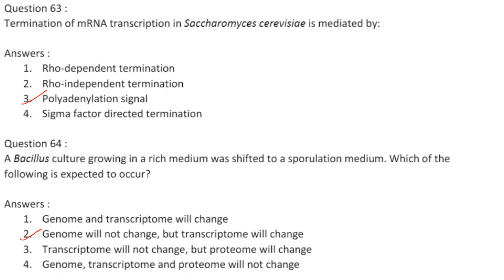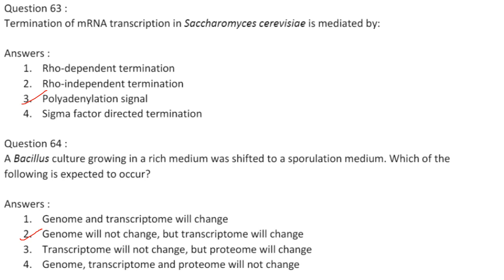Then next one. Termination of mRNA transcription in Saccharomyces cerevisiae is mediated by rho dependent termination, rho independent termination. They both take place in bacteria. Now, sigma factor directed termination is required for the initiation of transcription. Sigma factor is required for the initiation of transcription. So option 3 is polyadenylation signal. That is the answer.